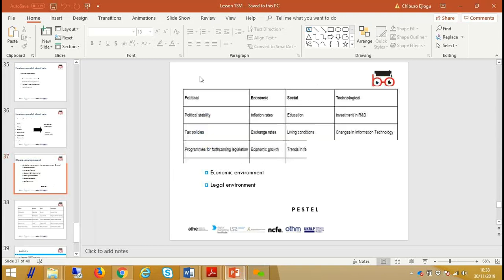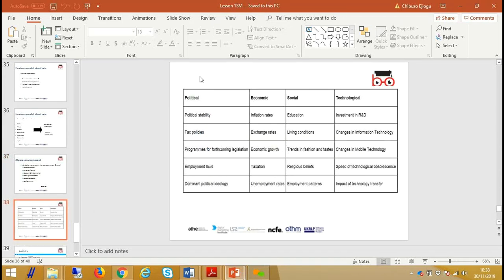So that's how you do the PESTEL, and that's an example of things you can consider for your PESTEL. So for political, you consider things like political stability. If the government you are operating in or a country you are trying to enter into is becoming unstable, then you need to think about exiting or doing things differently in the organization or downscaling or whatever, right?